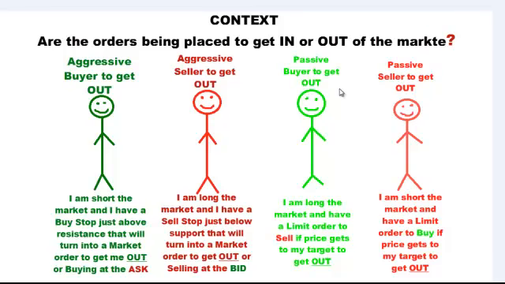Passive buyer to get out of the market. He has his limit orders, just limit orders again, but he's got the limit order set to get out. Sometimes he'll set a limit order, like say he got in the market and he was short, and I'm long the market, I have a limit order above me to sell, to get out.